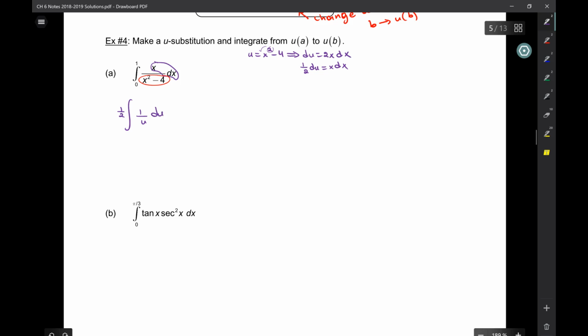So far, everything we did is from yesterday. Now what we're going to do is this. We're going to change this to u of 1. U of 1 is what? What was our u? x squared minus 4. So it's 1 squared minus 4, negative 3. And then I'm going to do u of 0: 0 squared minus 4, negative 4.